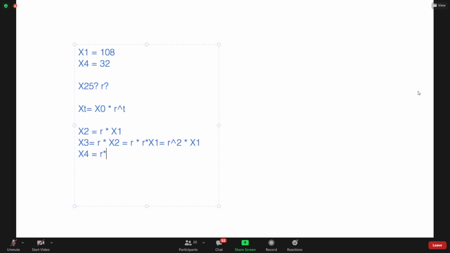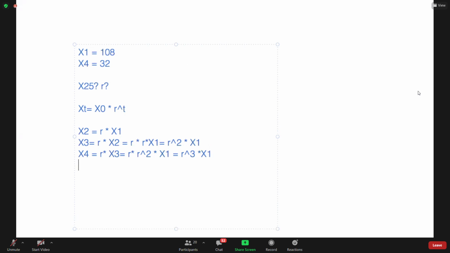Same thing will happen with x4. x4 will therefore be r multiplied by x3, which is equal to r multiplied by r to the second power multiplied by x1, which is actually r to the power of 3 multiplied by x1. Luck made it that we actually have the value for x4. We know x4 is equal to 32, and we also know x1 is equal to 108.